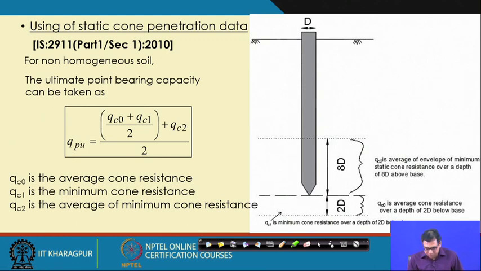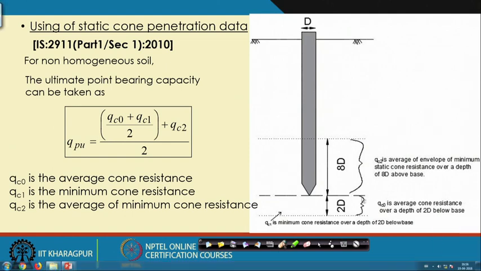Now, QC0 is the average cone resistance below twice D of soil from the tip or the base of the pile. That means we have to consider the soil below twice D from the pile base, and the average of the QC value within this twice D zone is QC0. So, the average cone resistance below the base of the pile is treated as QC0.